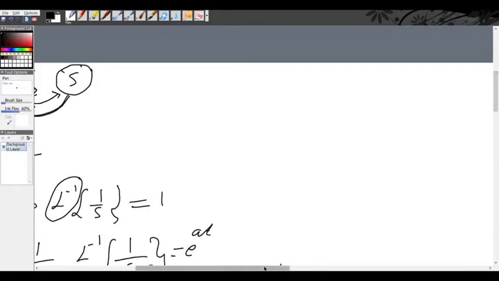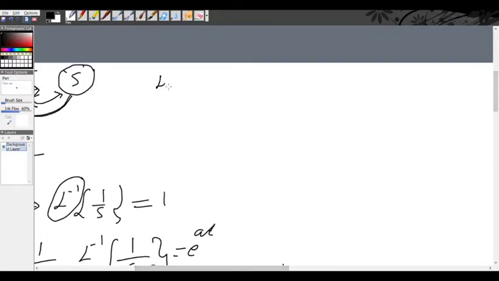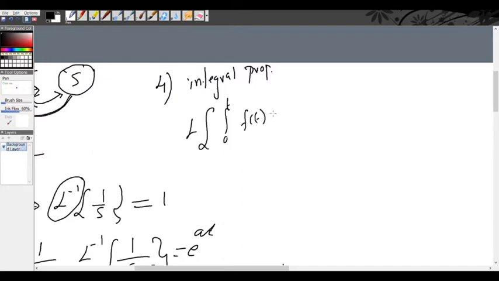The next one, the fourth important property. I'm not going to discuss all the properties, only the important properties that we will be using in doing the problems. I will be discussing it here. So this is the integral property. In the Laplace transform, we call this the integral property.